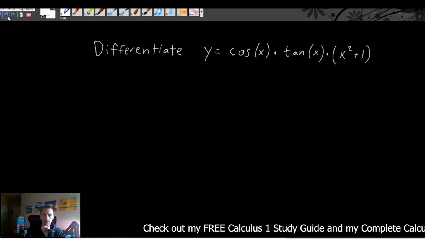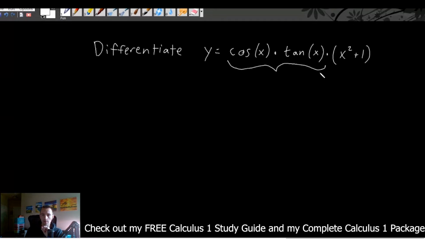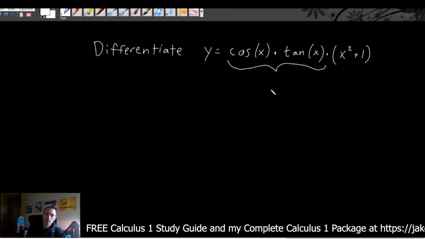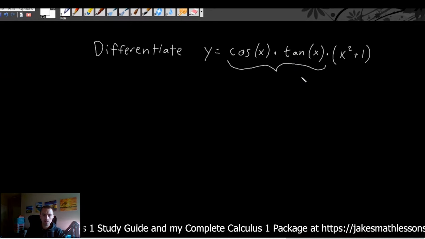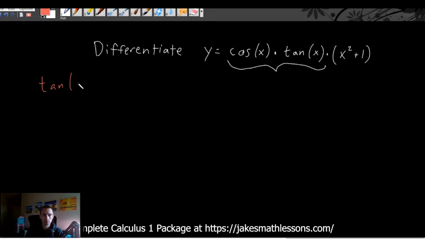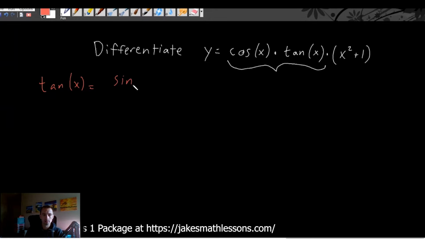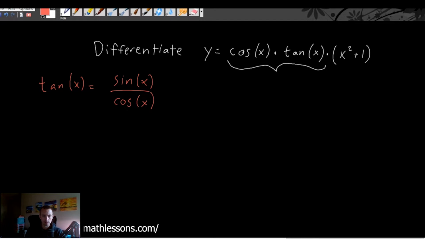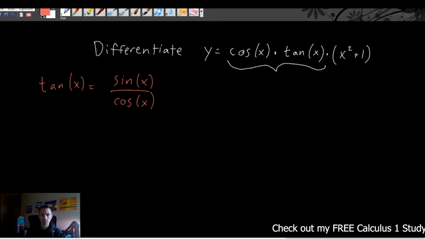Cosine of x times tan of x, specifically, let's think about that little chunk of it. Think about what tan of x is. Tangent of x can be rewritten as sine of x over cosine of x. Those two things are equivalent. Tan of x is the same as sine over cosine. First of all, that's a formula that I would definitely recommend memorizing. Remember that, because it does come in handy a lot of times to simplify trig type problems.